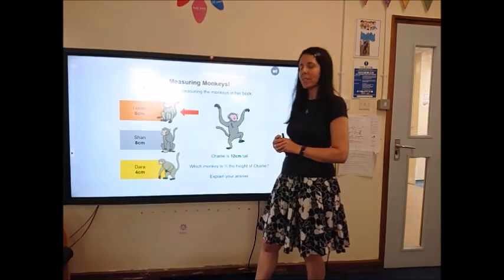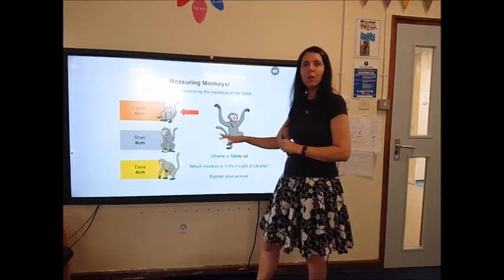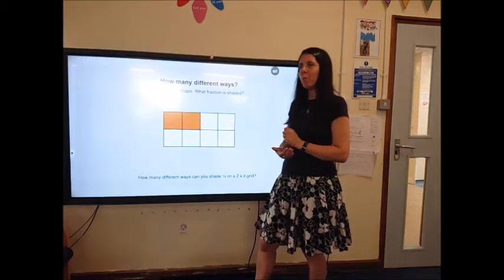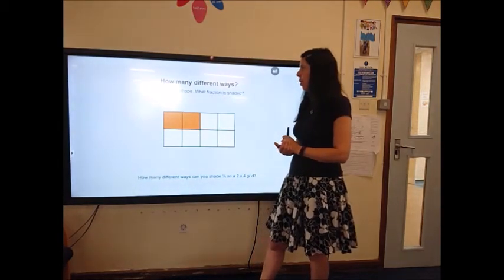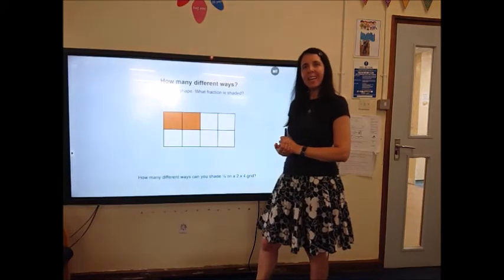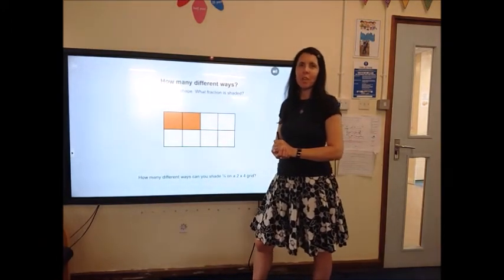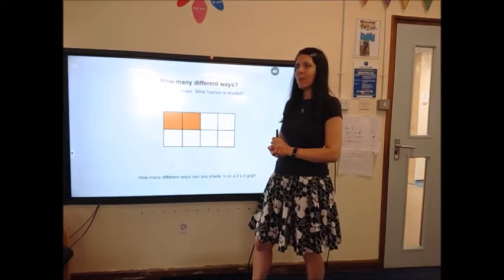Well done if you worked out that half of 12 was 6. Okay, how many different ways? Look at this shape. What fraction is shaded? Again, these are just some challenging questions for you to get your mind warmed up and ready.